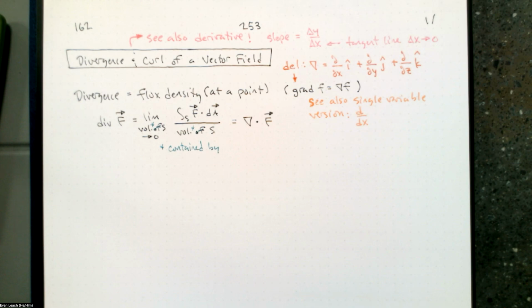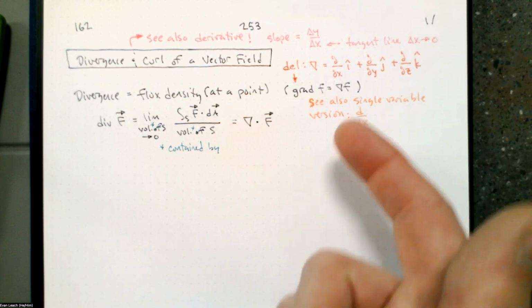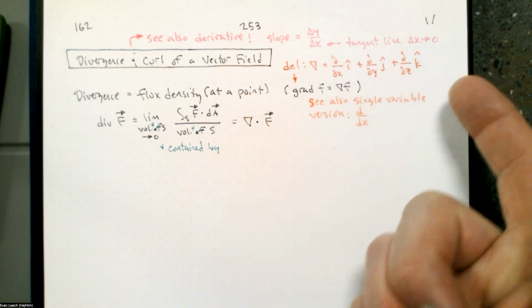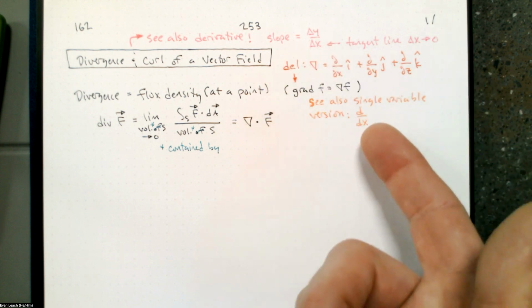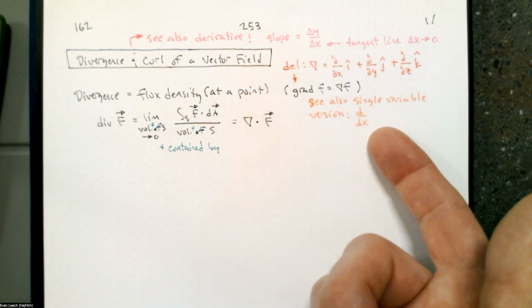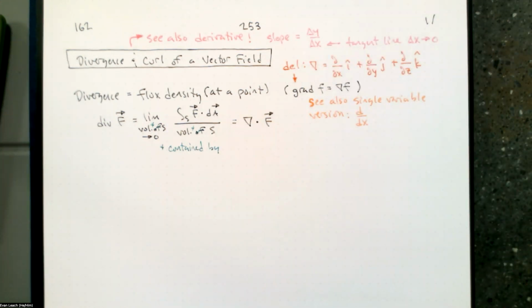So the cool thing is that our del operator, if we find the dot product of the del operator and the vector field, that will give us the divergence. That will tell us the divergence at a point. Just like when we want to find the derivative, if we apply our derivative operator to a function, that will tell us the slope of the line tangent to the curve at any point. That's the magic part.